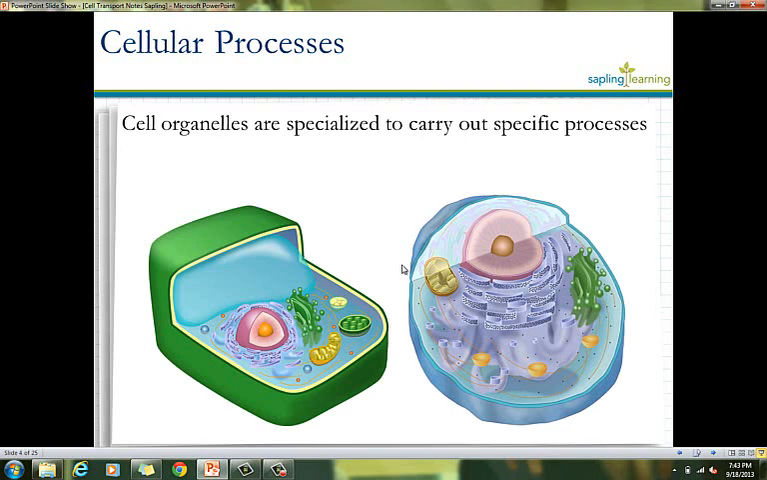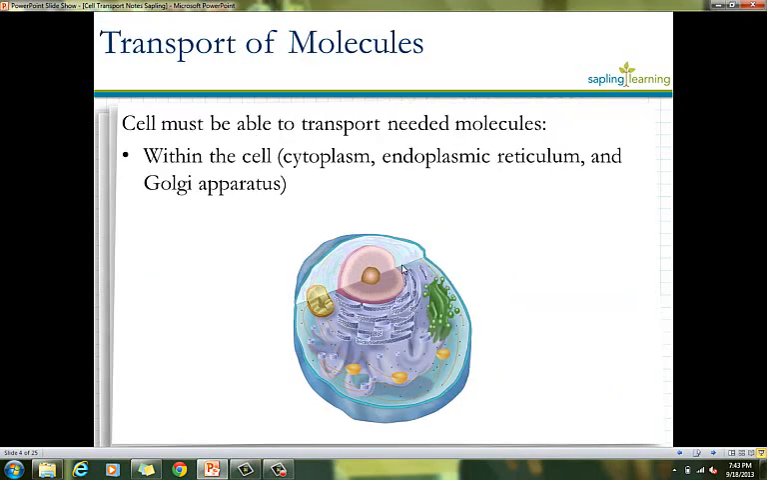Each of the major processes of a cell are carried out by specific cell organelles. Energy conversions occur in the chloroplast, the cytoplasm, and the mitochondria. The nucleus, the ribosomes, and the endoplasmic reticulum are responsible for making new molecules. We are going to focus specifically on the transport of those molecules, which is mediated by the cytoplasm, the endoplasmic reticulum, the Golgi bodies, and the plasma membrane. The plasma membrane is also largely responsible for maintaining cellular homeostasis. So let's look at how that process works.